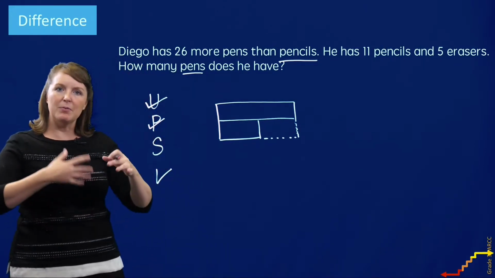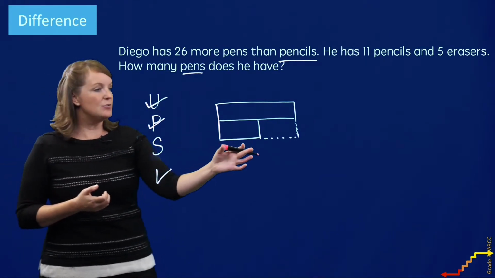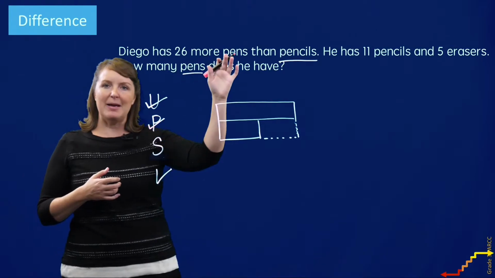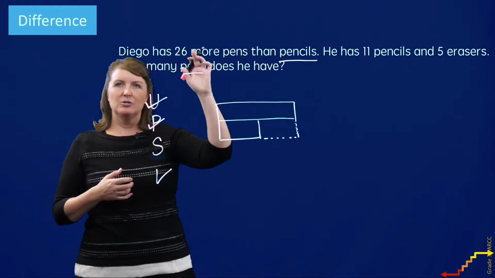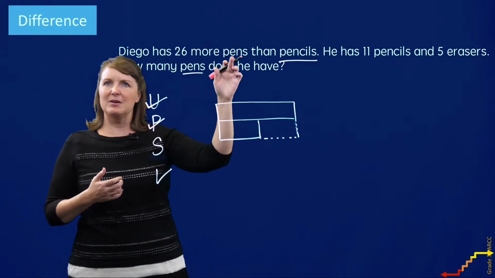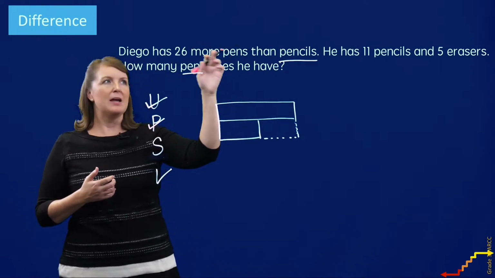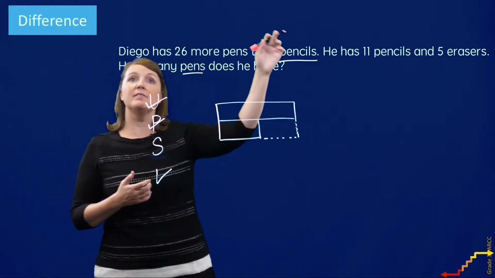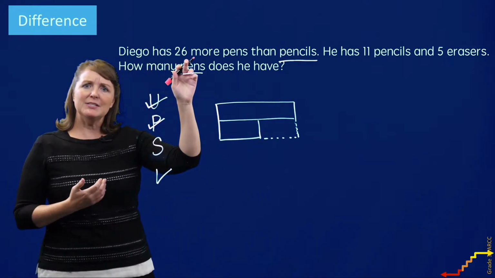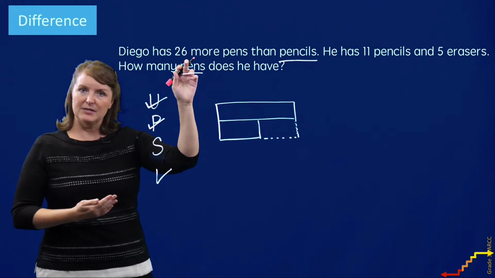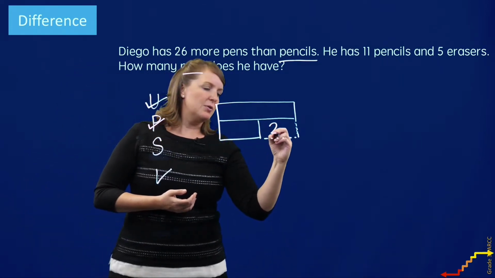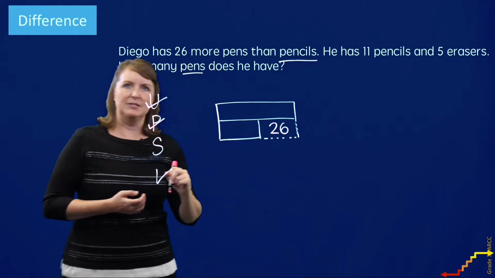Now let's solve it by putting the important information into our graphic organizer. Diego has 26 more pens than pencils. 26. Now I would ask students, does 26 tell me about the number of pens? No. Does 26 tell me about the number of pencils? No. What does 26 tell us? 26 tells us the difference between the pens and the pencils. So here in this story, we are given the difference.